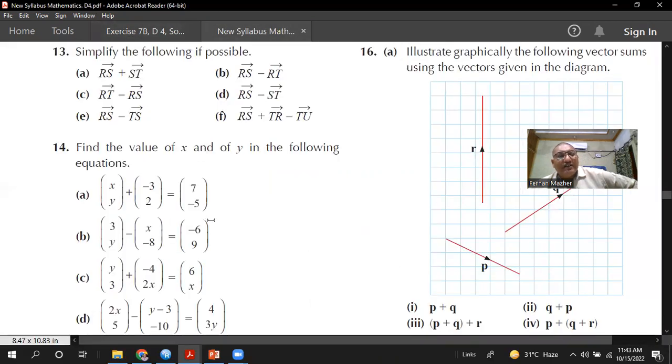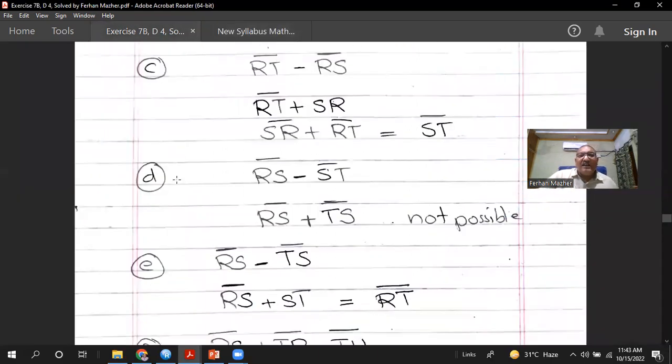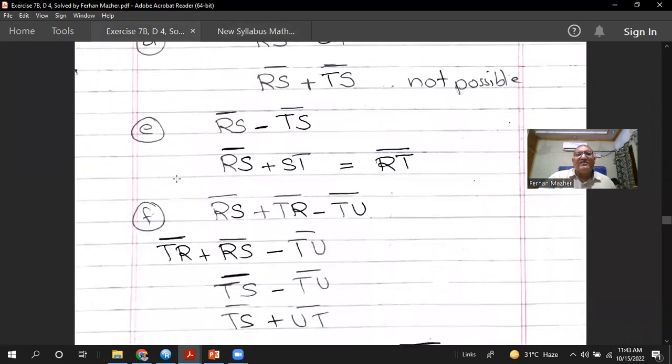Okay, now we are on the E part. He says RS minus TS. So I will change this sign into positive, so their order will change. RS plus ST. This ends at S, it starts with the S, so it will be RT.